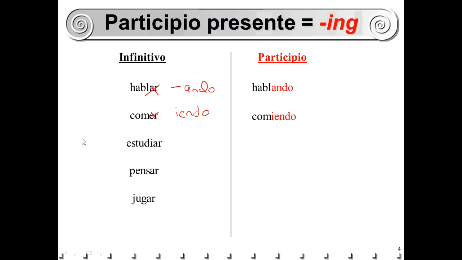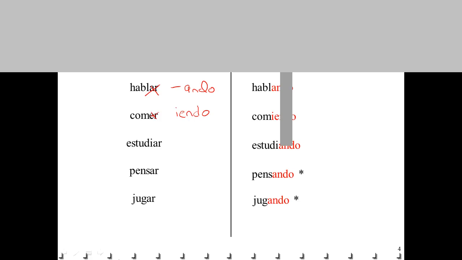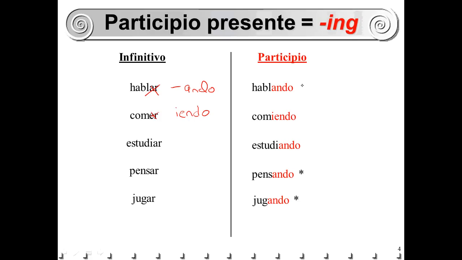Okay, now that you're back, estudiar, estudiando, pensar, pensando. That has a star there because it does not stem change. Okay, you're not in the present tense. Jugar es jugando. Okay, that one again doesn't stem change. Now, what do these mean in English? I want you to write next to the English. So pause it and write the English next to it. Come back to see if you are correct.